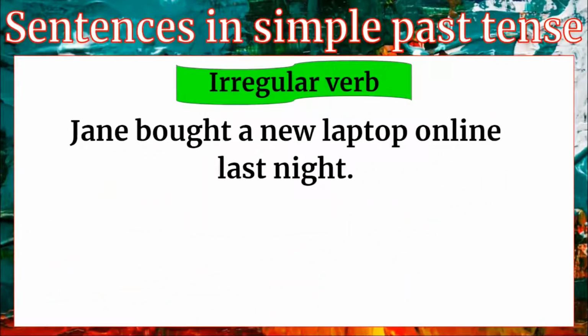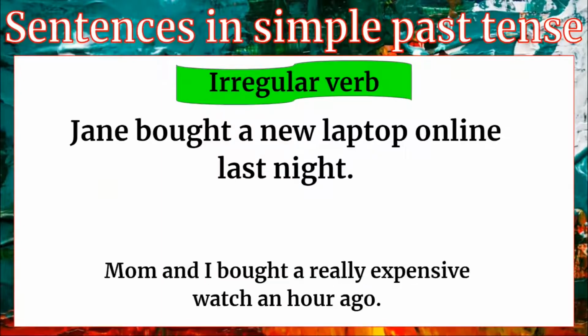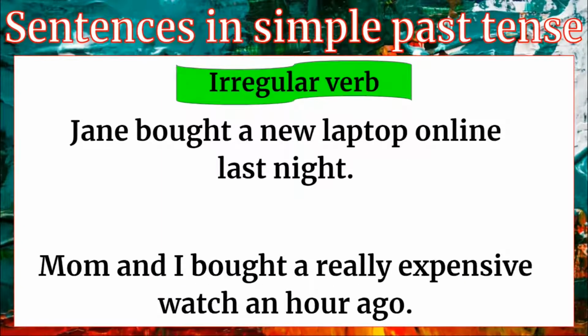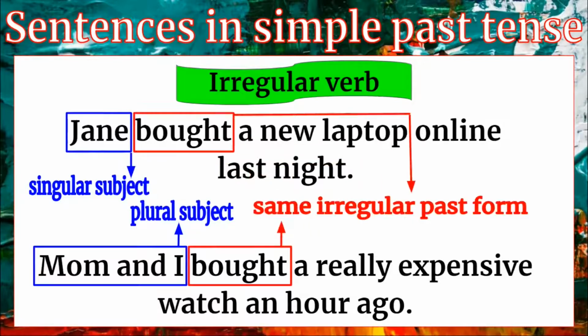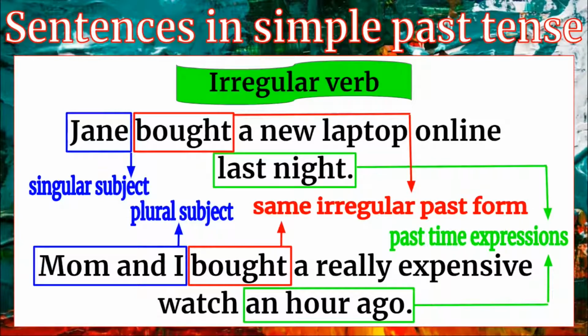Jane bought a new laptop online last night. Mom and I bought a really expensive watch an hour ago. The subjects of the sentences are Jane and Mom and I. Even though we have a singular subject and a plural subject, we have to use the same irregular past form of the verb, which is bought. The past time expressions in the following sentences are last night and an hour ago.